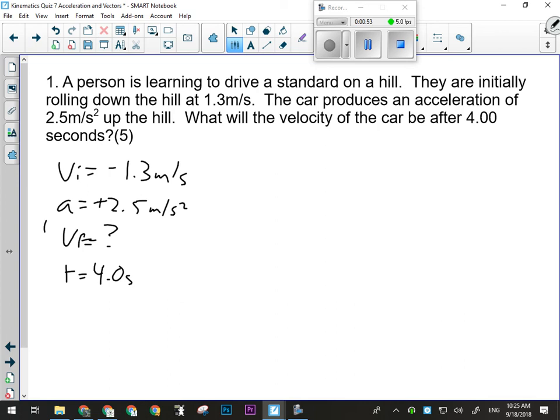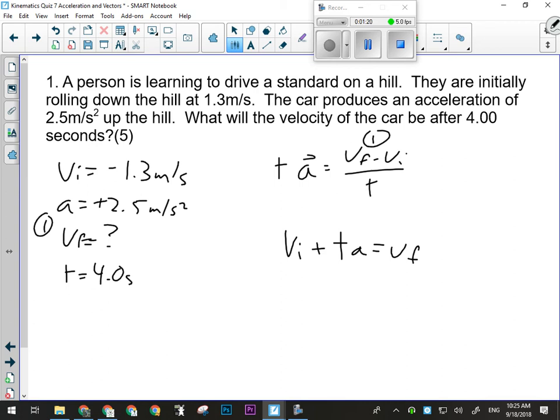All right, so 1 mark for Givens. It's our easy change in velocity over change in time formula. So a equals VF minus VI over t. 1 mark if they chose that. We need to manipulate it for VF, so we're going to multiply both sides by t and then add VI to both sides. So we'll have VI plus t times a equals VF.